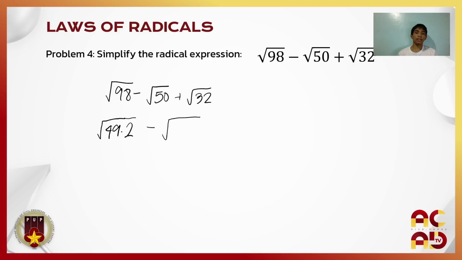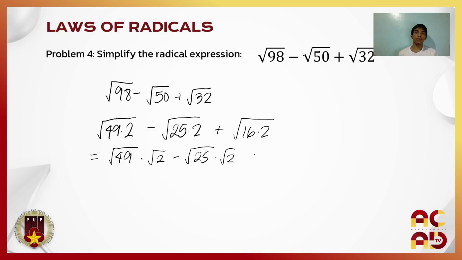The same rin sa 50, 25 times 2. At sa 32, it is 16 times 2. So, gamitin natin laws of radicals, magiging the square root of 49 times the square root of 2 minus the square root of 25 times the square root of 2 plus the square root of 16 times the square root of 2. And then, what is the square root of 49?